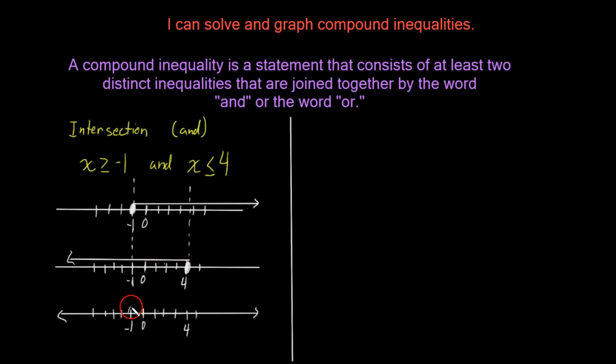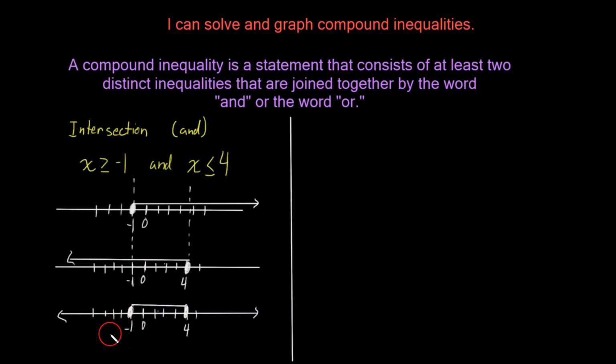Find -1, which is right here, and we'd fill it in, and we'd find 4, and we'd fill it in. And it's going to be all the values in between right here. So that would be how we would graph this inequality right here, represented by x is greater than or equal to -1 and x is less than or equal to 4. So it's the intersection of those two.